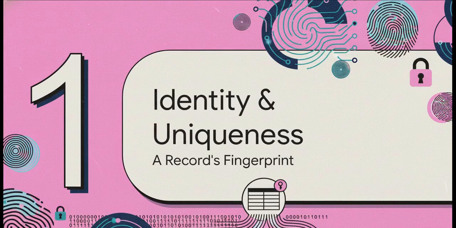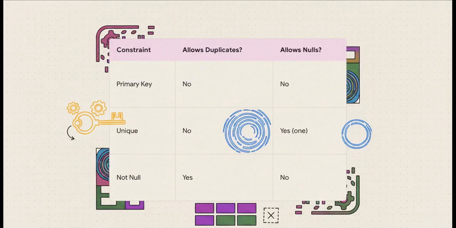Okay, so first up, let's get into the rules that are all about identity. How does a database know for sure that this record is different from that one? Well, it all comes down to giving each piece of data a unique fingerprint. So here they are, the big three when it comes to identity: primary key, unique, and not null. Just take a quick look at how they differ, especially when it comes to allowing duplicates or those empty null values. Let's break each one down.